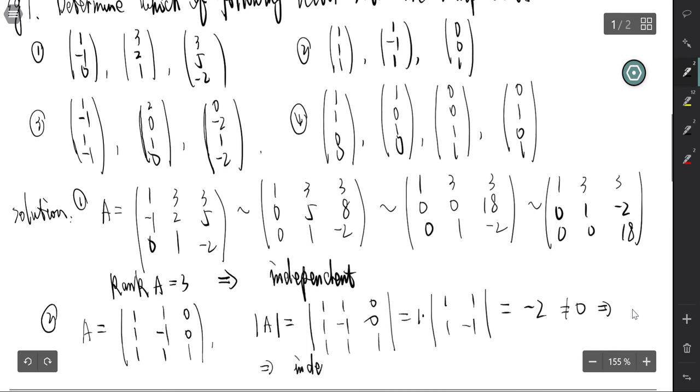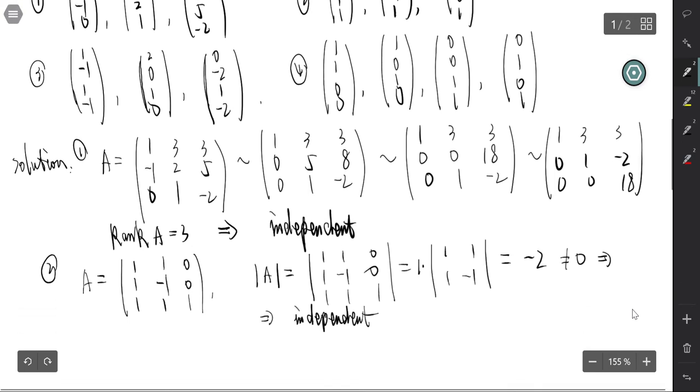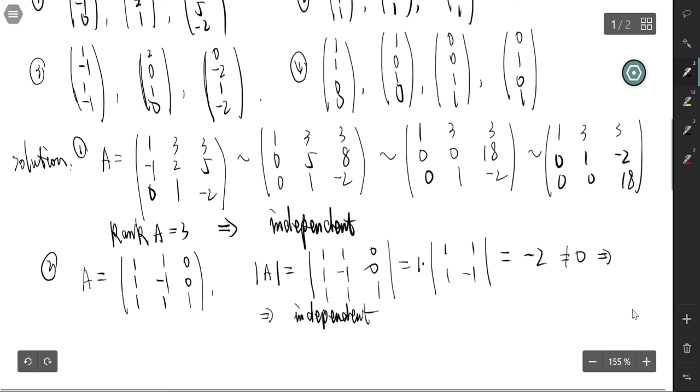That's independent because it's a square matrix, and its determinant is non-zero. Its determinant is not zero, so this vector set is linearly independent.